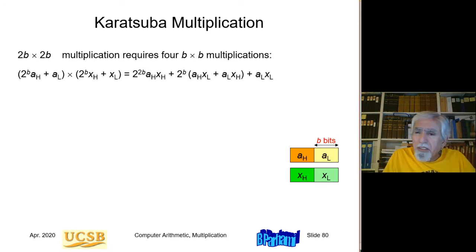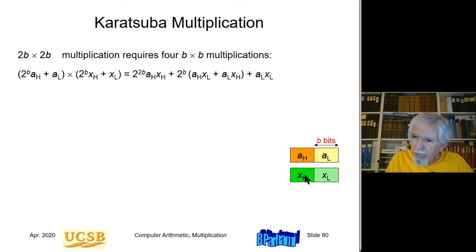Okay, this leads us into the discussion of Karatsuba multiplication. Karatsuba is the person who first thought of this optimization of recursive multiplication. So recursive multiplication basically takes two numbers, divides each of them in half, and then does multiplication of the various components, 4 multiplications: low by low, high by low, low by high, and high by high. So those are the 4 multiplications, AHXH, AHXL, ALXH, and ALXL.